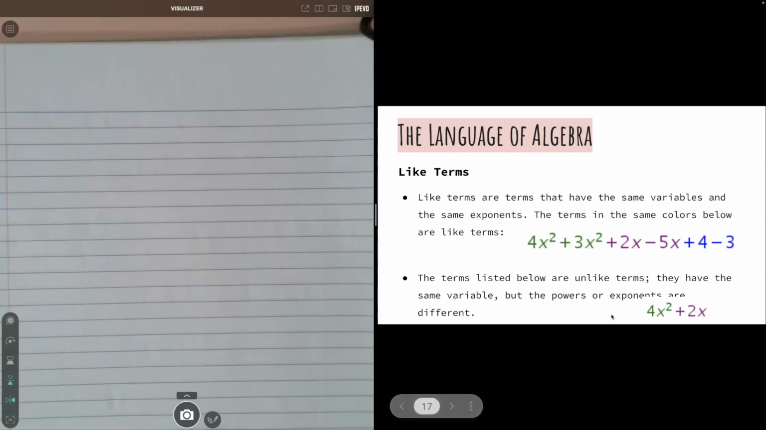And that has nothing to do with their coefficients. The coefficients just tell you how many you have in that group. So here we have 4x squared, and here we have 2x's. If these had the same exponent, then we would be able to combine those numbers, but we're not using the coefficients to tell us whether they're like terms or not. Coefficients have nothing to do with telling if they're like terms or not.